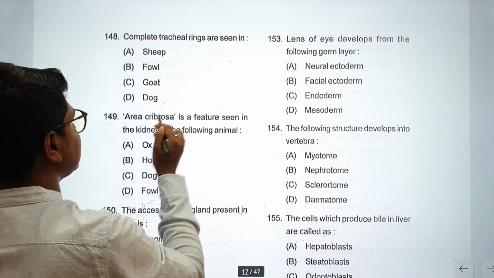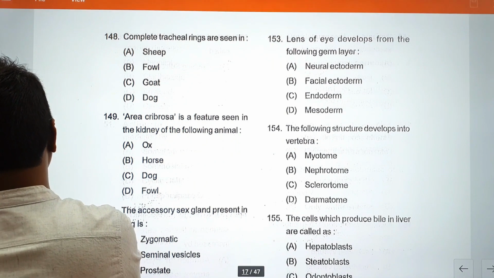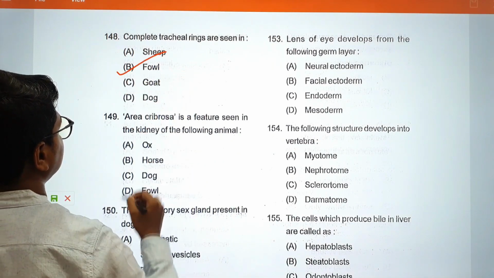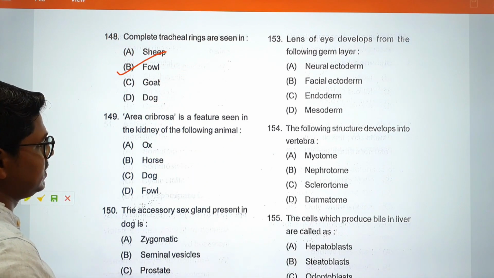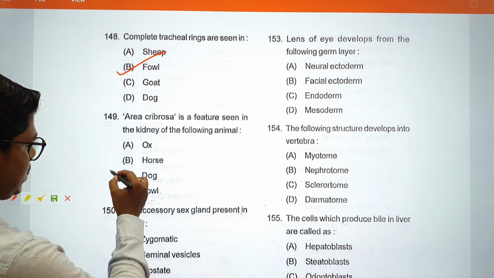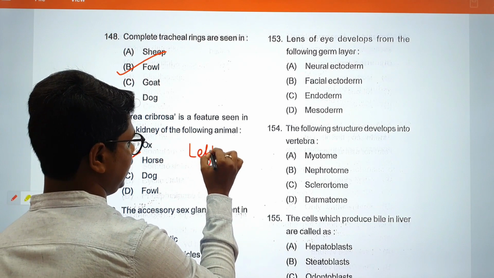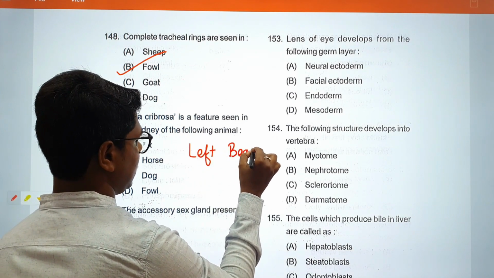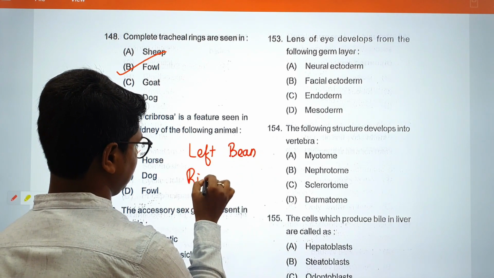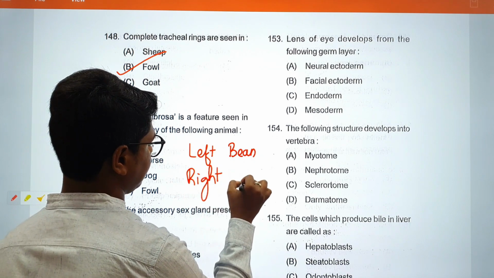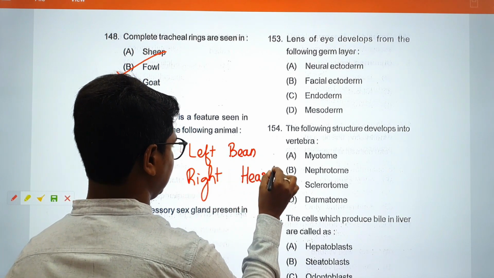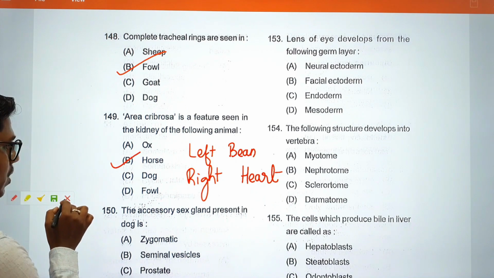Complete tracheal rings are seen in fowl. Area cribrosa is a feature seen in the kidney of the horse. And remember the shape: the left one is bean shaped, and the right one is heart shaped. Okay, the shape of kidney in case of horse.